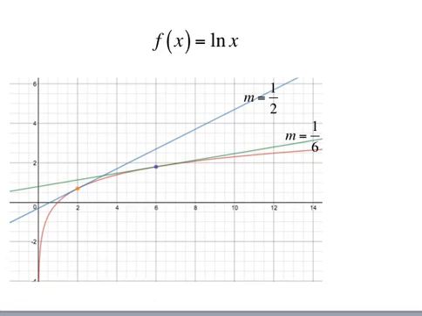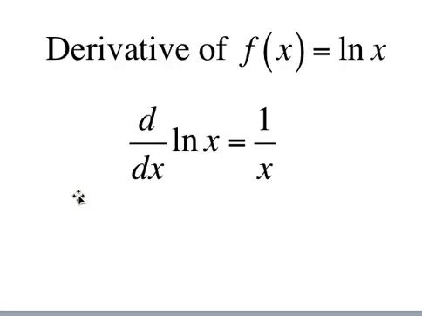So that hints what the rule is going to be, that the derivative, the slope of the tangent, is not the same as the y value as it was with the exponential, but will be the reciprocal of the y value. So there's our rule. The derivative of the natural log of x is 1 over x.